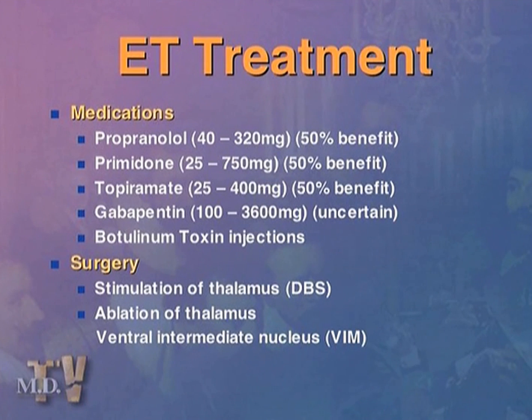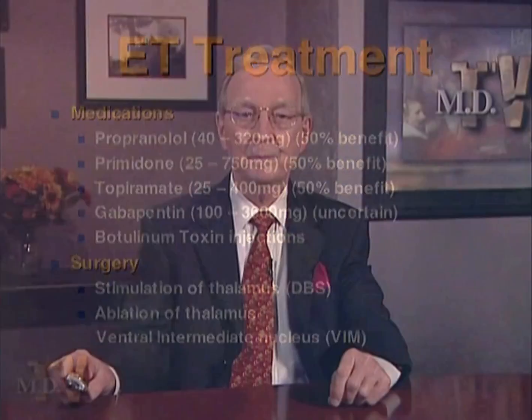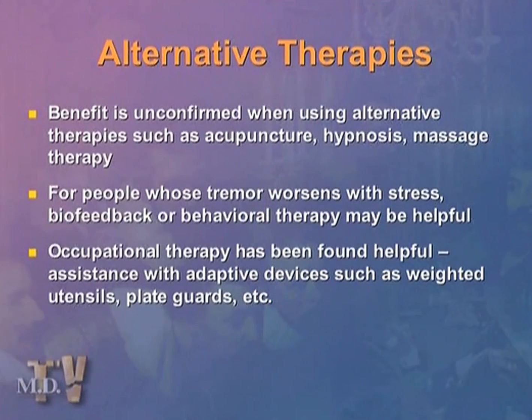The second treatment format is surgery, and there are really 2 types of surgeries. There is the stimulation, called deep brain stimulation, or there is the ablation or destruction of the nerve cells in the area, and we do this in the thalamus, in the ventral intermediate nucleus of the thalamus. Now, oftentimes people get involved in alternative types of therapy, like acupuncture, hypnosis, massage. These are of very little benefit.